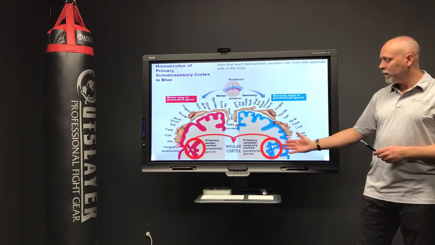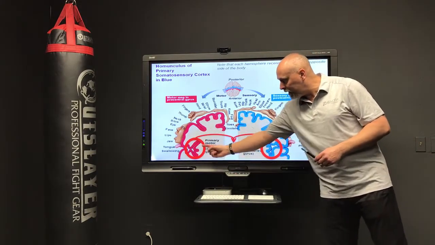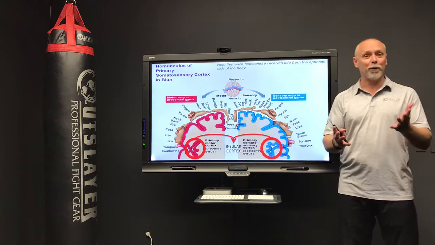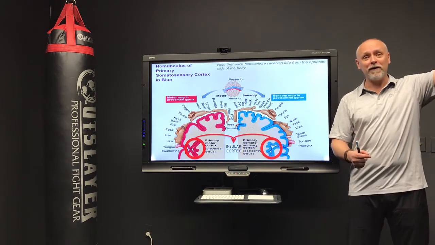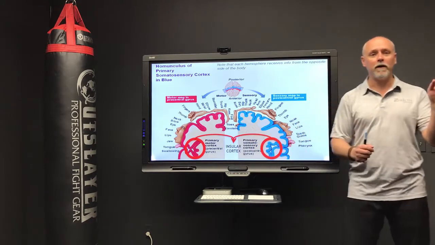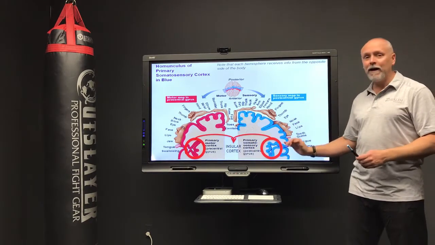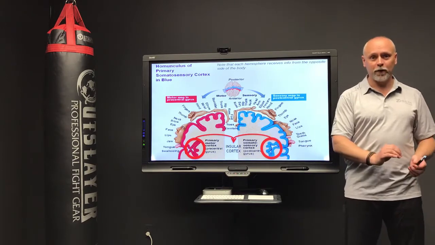So over here we have sensation, over here we have motor, and if you actually look right here, that big red circle is the insular cortex. That's the stuff I was talking about previously. And then if you look at the tongue's location within the motor and sensory cortices, what you'll see is that the tongue is adjacent to the insular cortex.